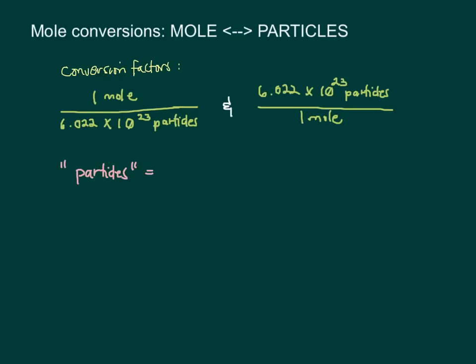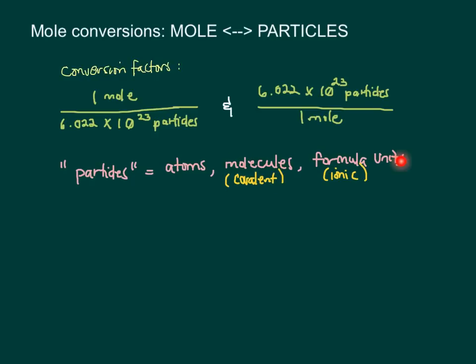When we talk about particles, it can be any kind of particle, any item. So you can have a mole of just about anything, but in chemistry, we're going to limit our discussion, when we say particles, to atoms, molecules, or formula units. And just so you're clear, a molecule is anything that's covalently bonded, and a formula unit is anything that's ionically bonded.